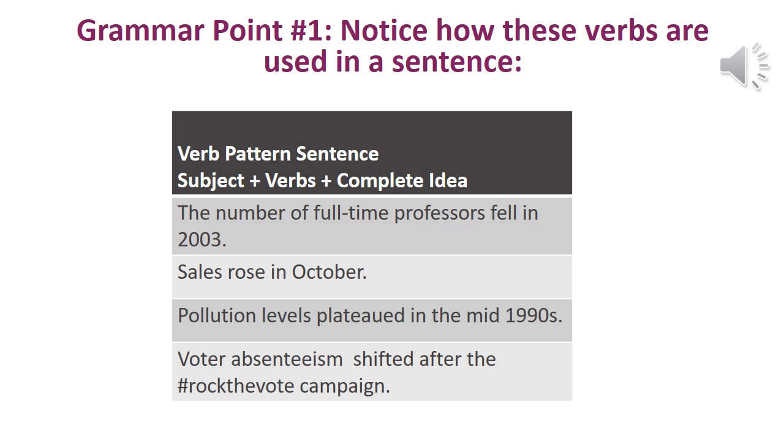In a verb pattern sentence, you have a subject plus a verb or verbs plus a complete idea. For example, the number of full-time professors fell in 2003. Sales rose in October. Pollution levels plateaued in the mid-1990s. Voter absenteeism shifted after the Rock the Vote campaign.